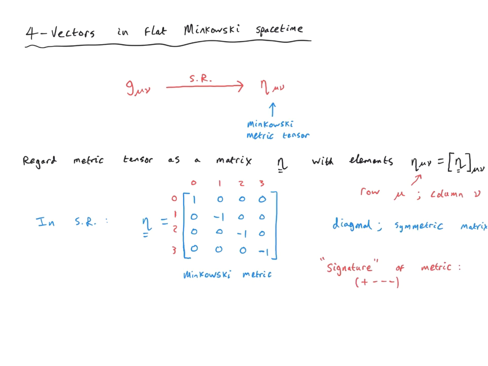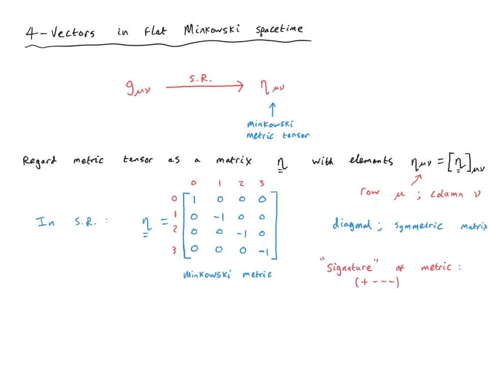And in these lectures, I'm choosing the signature plus, minus, minus, minus, which corresponds to this specific form of the Minkowski metric tensor. But just bear in mind that in other lectures or other books, you might see the opposite convention. Now, it turns out that the fact that this metric tensor is a diagonal matrix with just plus or minus ones on the diagonal makes things a lot more simple, as we'll see now.